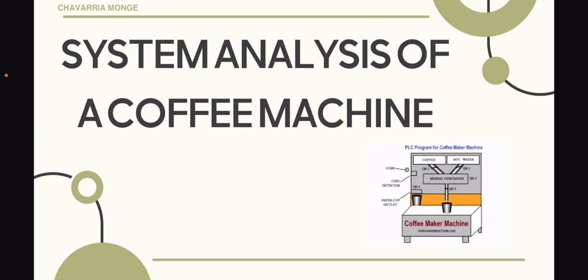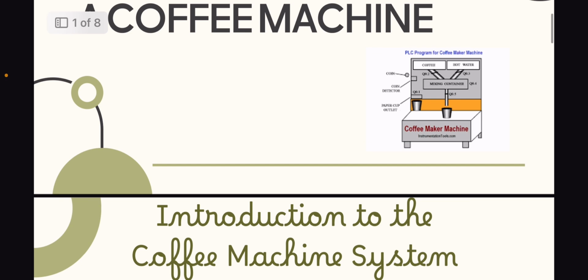For example, in the system analysis of a coffee machine, we have inputs, outputs, and feedback, and that would be a system for those elements. Okay, let's start. Introduction to the coffee machine system.